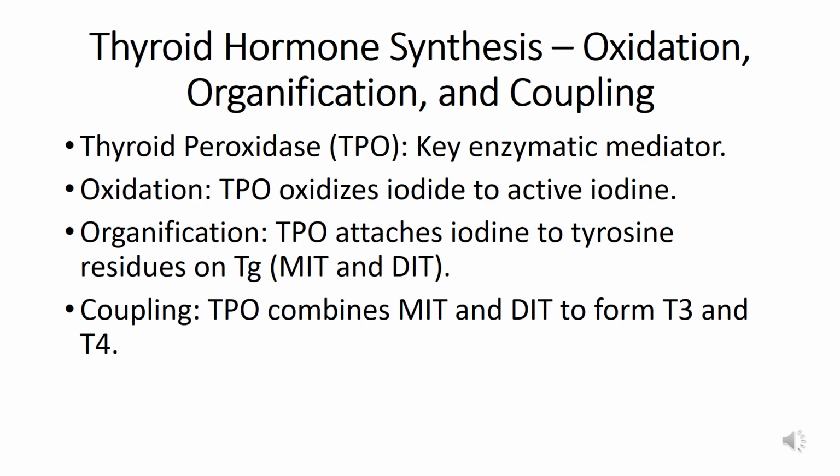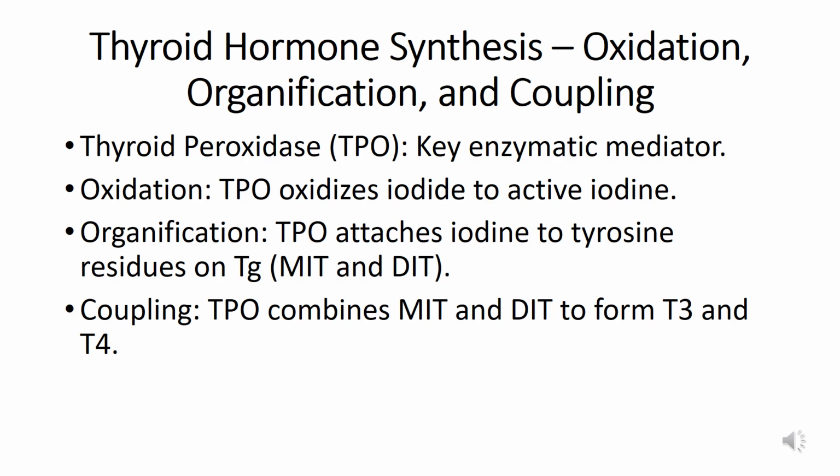This stage involves a series of highly coordinated chemical reactions that ultimately produce the thyroid hormones T3 and T4. At the center of these reactions is an essential enzyme called thyroid peroxidase, commonly known as TPO. Think of thyroid peroxidase as the chief catalyst of thyroid hormone production. Without it, several critical steps in hormone synthesis would come to a halt. The first step is oxidation. Although iodide has been successfully transported into the thyroid gland, it is not yet in a form that can participate in hormone synthesis. Thyroid peroxidase converts iodide into active iodine through an oxidation reaction.